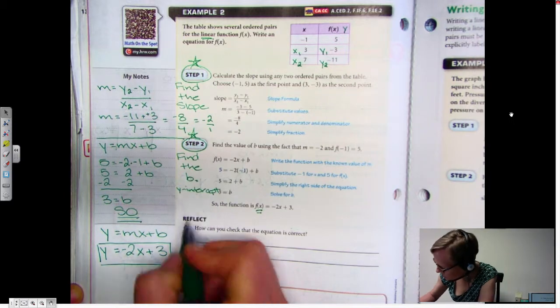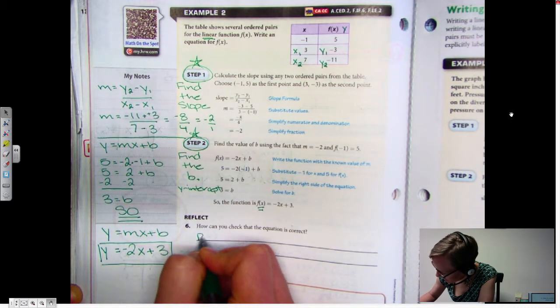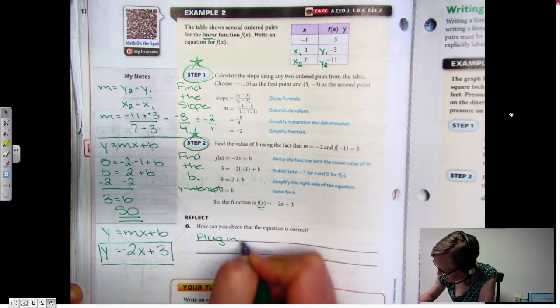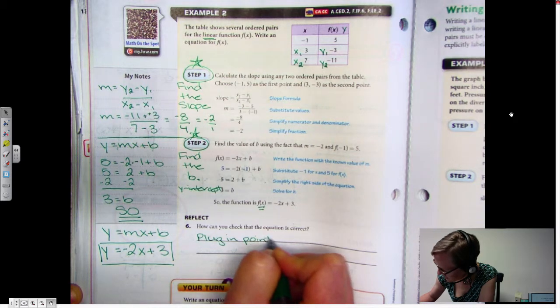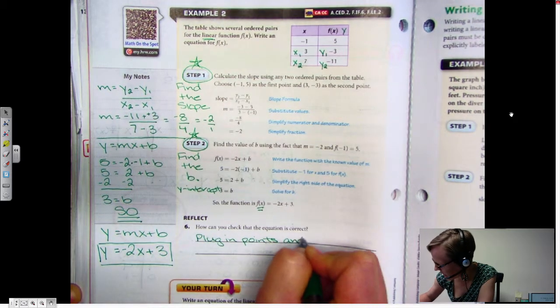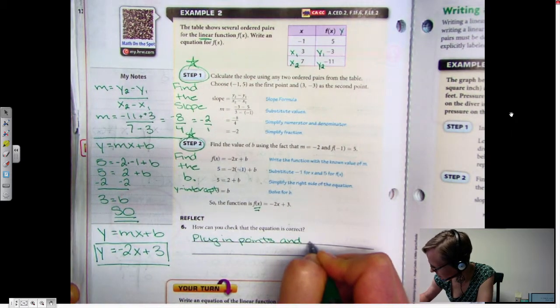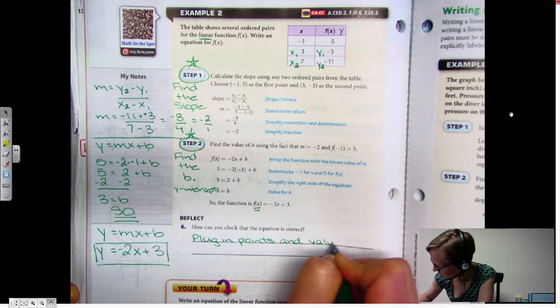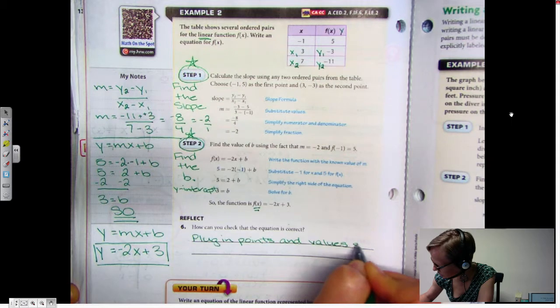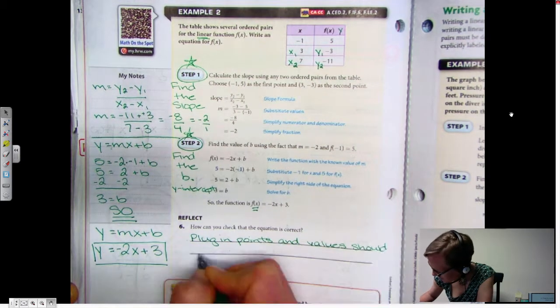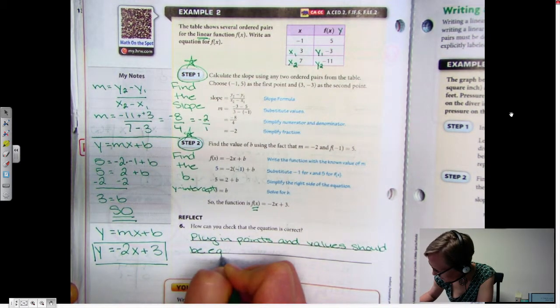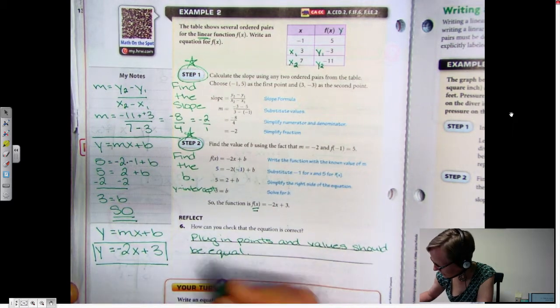So the answer to this would be: plug in points, and the values should be equal. So again, let's try this.